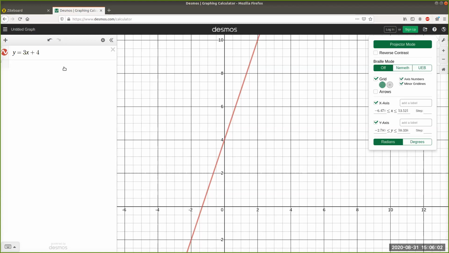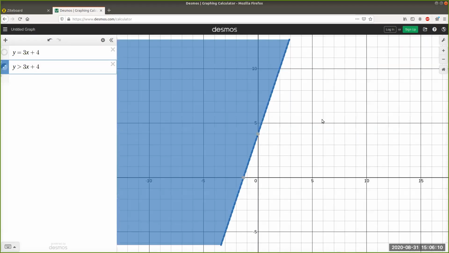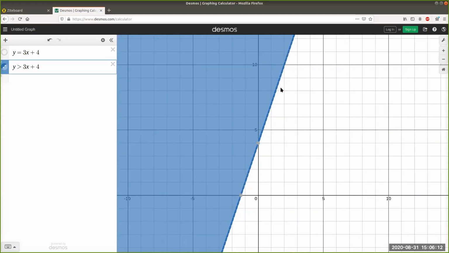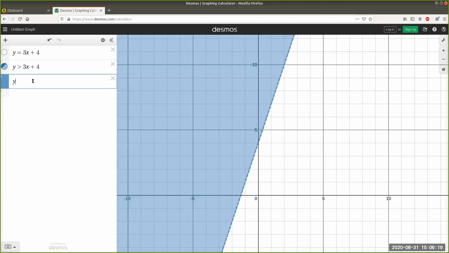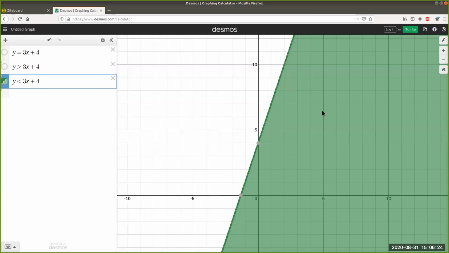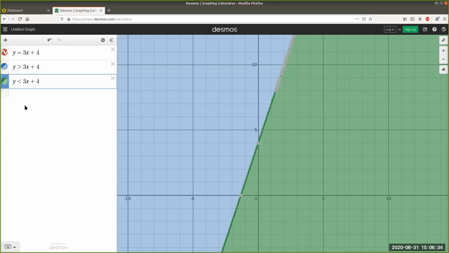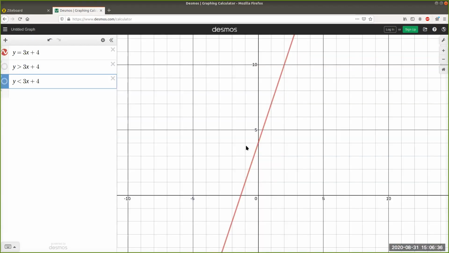What if I write y is greater than 3x plus 4? What is y greater than 3x plus 4? It is all those points which are on the left side. If I plot y is less than 3x plus 4, it will be the opposite side. Understood? So one side is greater, one side is lesser, and on the line it is equal. Both regions intersect. Understood?